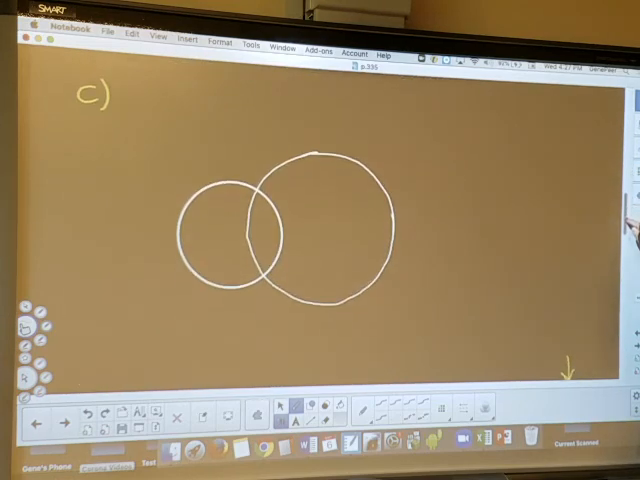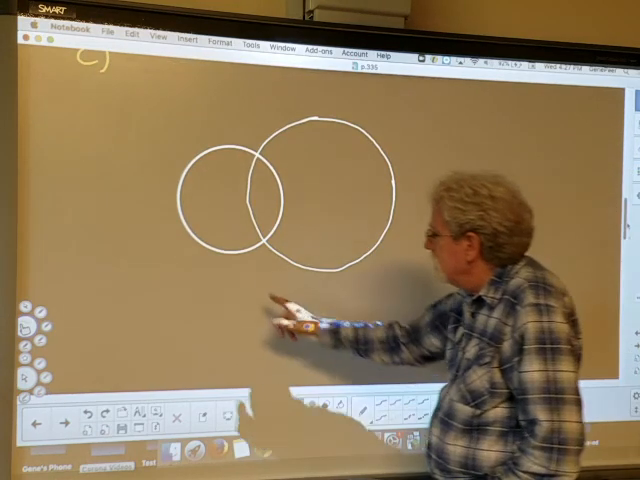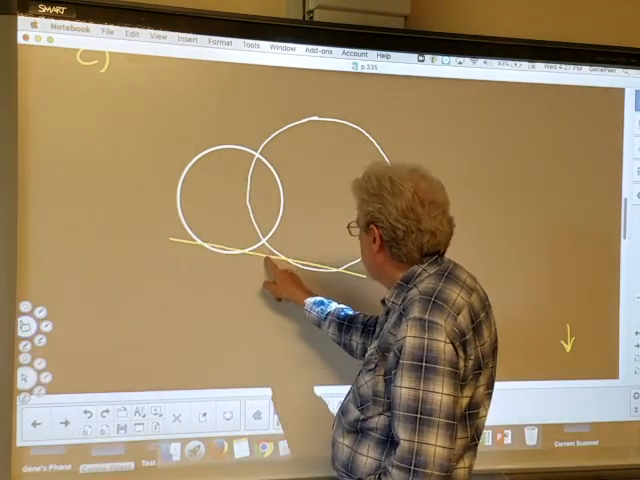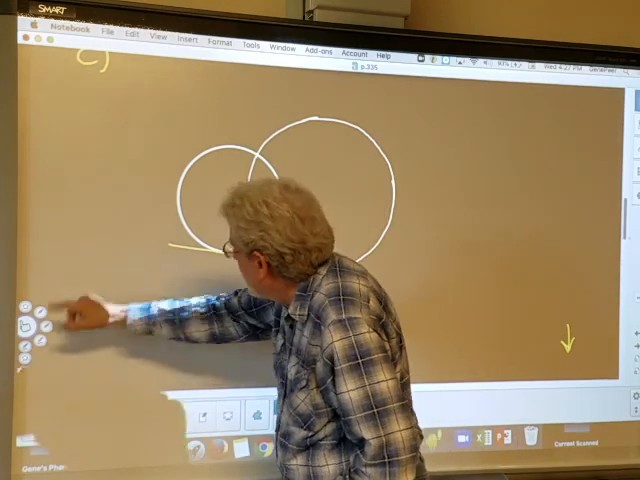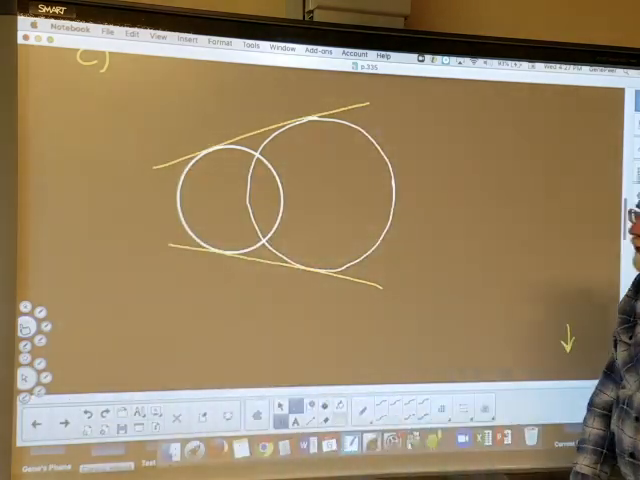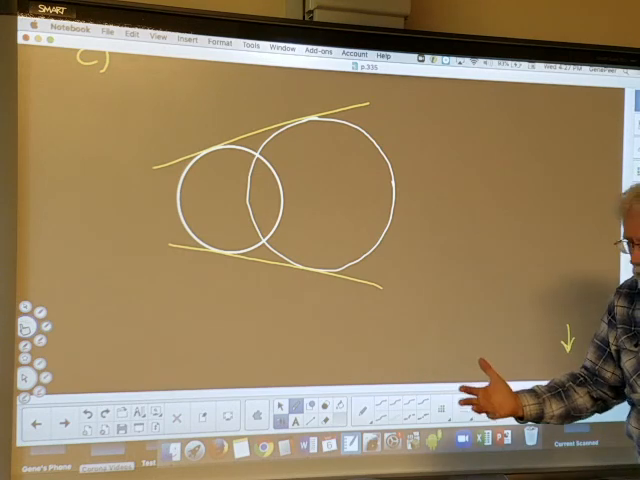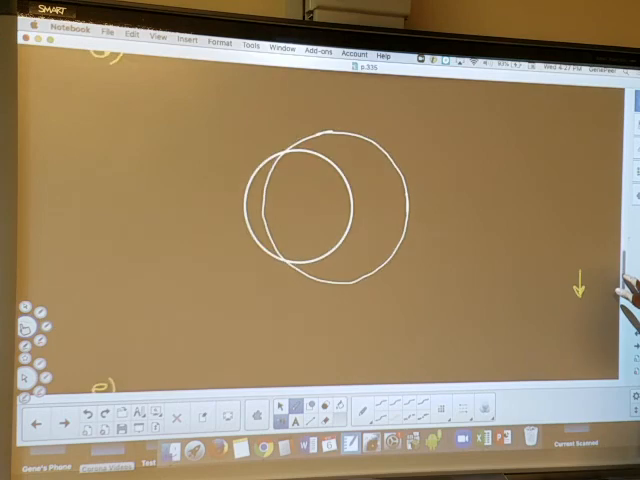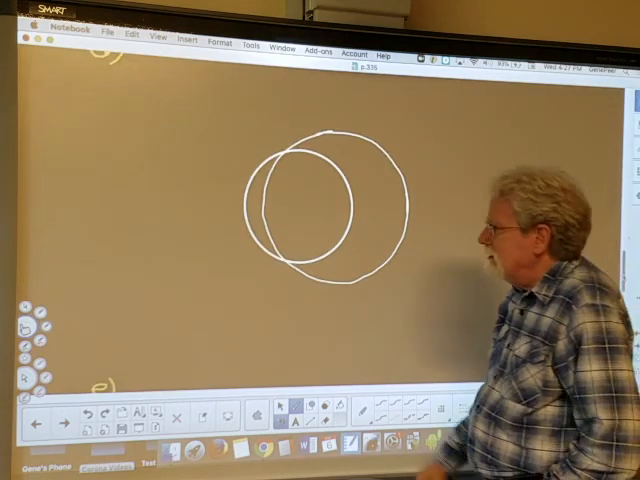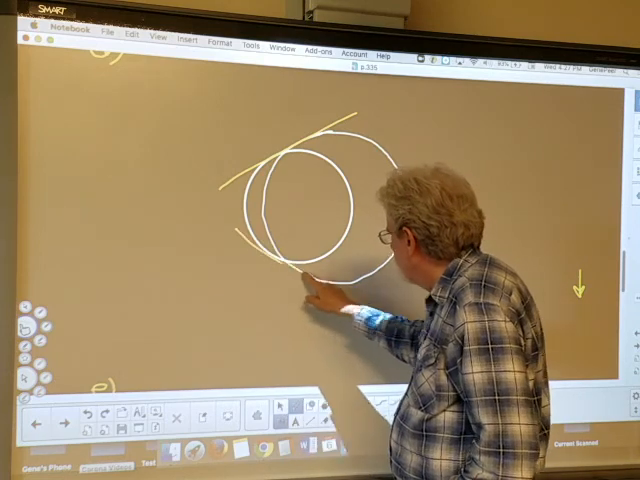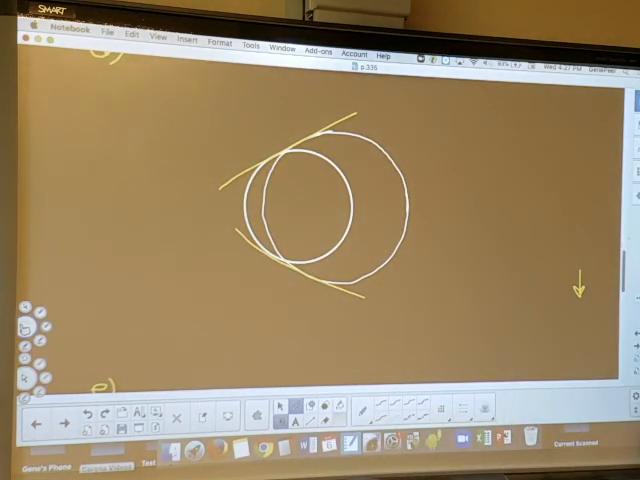For part C of number one, again, we still have one, and we have, once again, two common external tangents and only two common external tangents. For part D, do we still have any? Yes, we do. There's one right there, and there's one right there. We have two common external tangents once again.